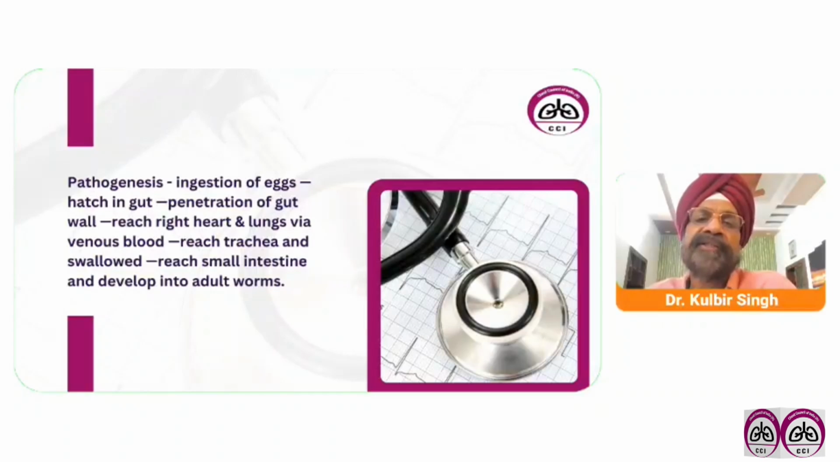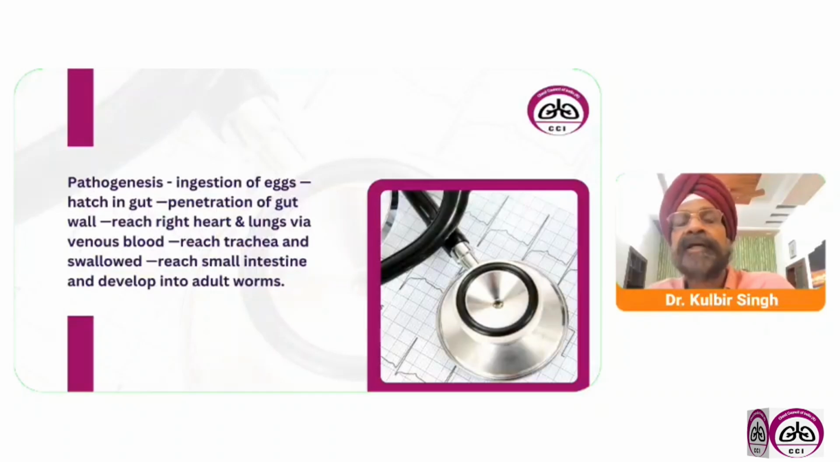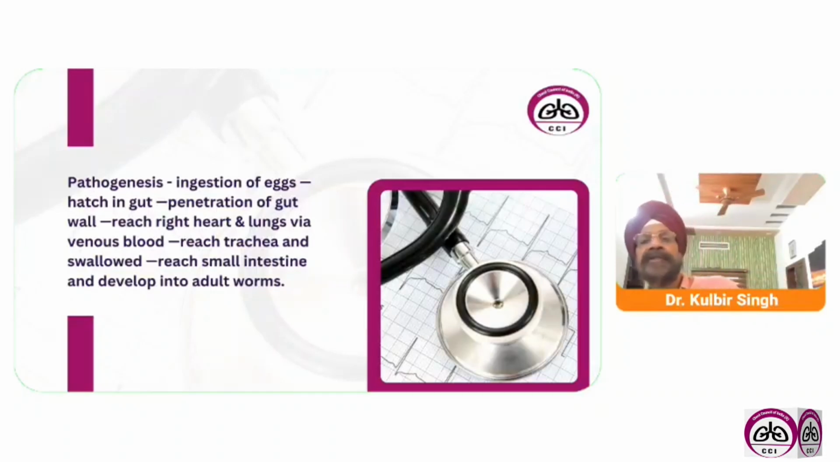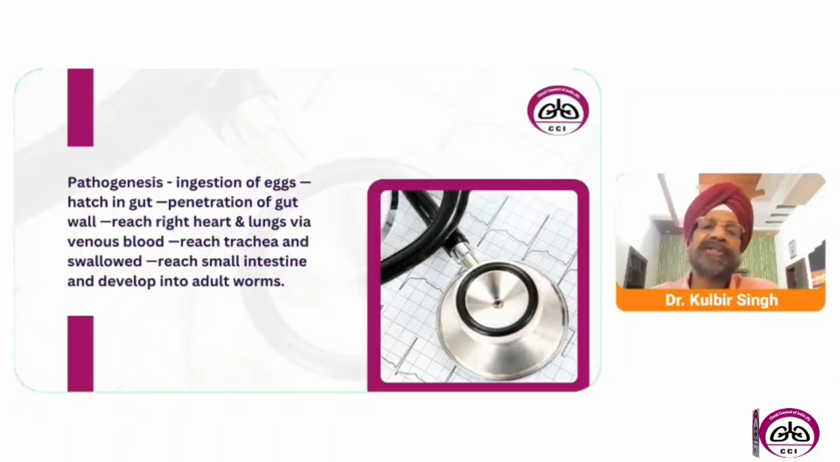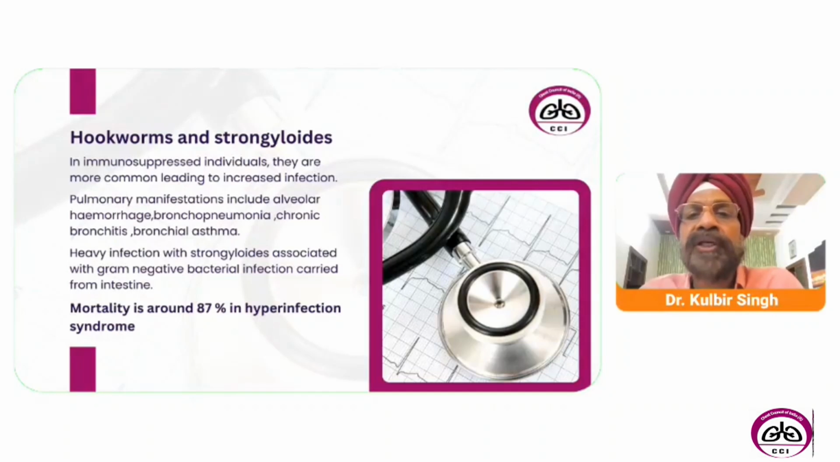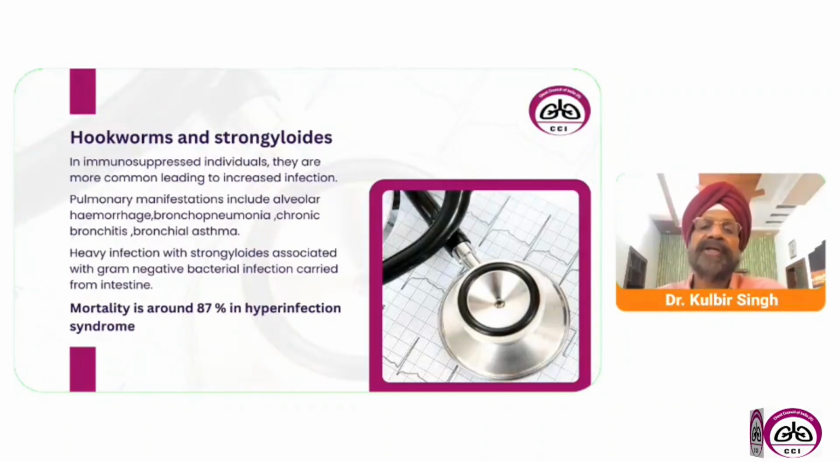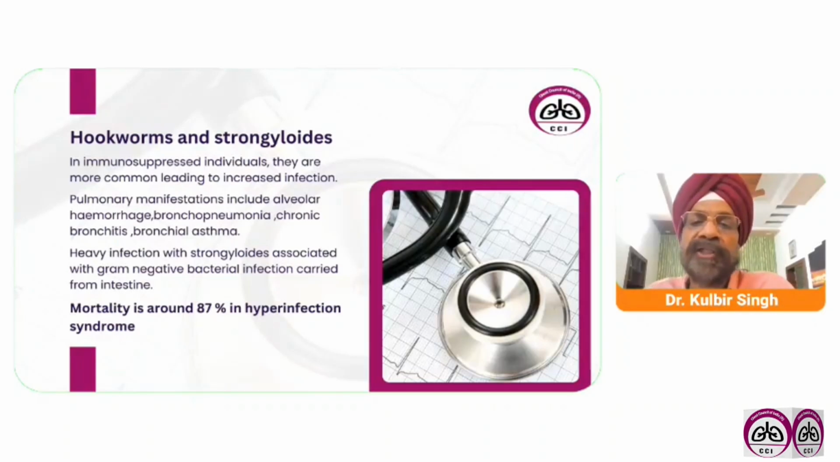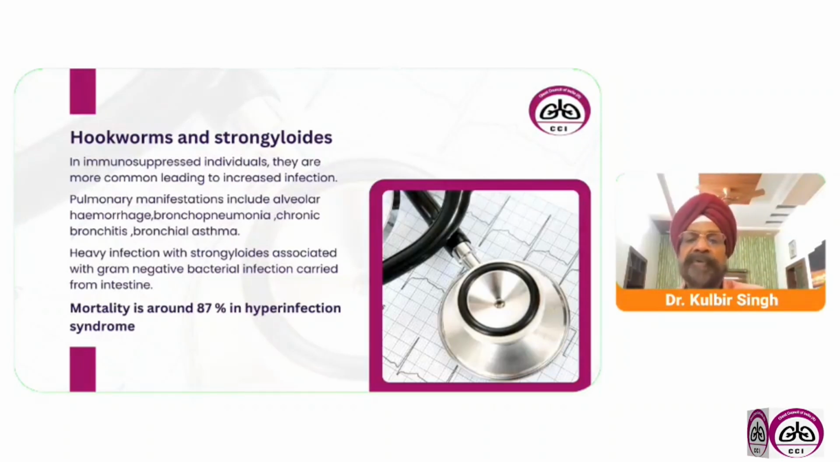Pathogenesis: ingestion of eggs which hatch in the gut, then they penetrate the gut wall, reach the right heart and lungs via venous blood, reach the trachea and are swallowed, reach the small intestine, and then develop into adult worms. Hookworm and strongyloides: in immunosuppressed individuals, they are more common, leading to increased infection. Pulmonary manifestations include alveolar hemorrhage, bronchopneumonia, chronic bronchitis, and bronchial asthma. Heavy infection with strongyloides is associated with gram-negative bacterial infection carried from the intestine. Mortality is around 87% in hyperinfection syndrome.